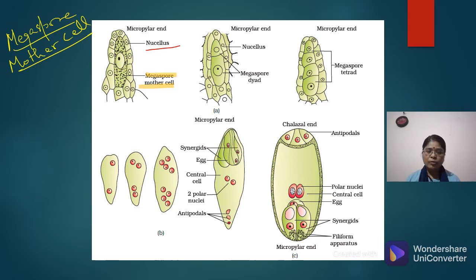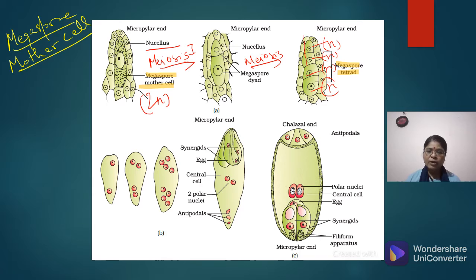It will undergo meiotic division, giving rise to a tetrad of 4 megaspores. And remember one thing, again I am reiterating it, this nucellus cell, this megaspore mother cell is 2n. Meiosis 1 gives rise to 2 cells, and then meiosis 2 will give rise to 4 cells. Now each of these cells is n, having n number of chromosomes.